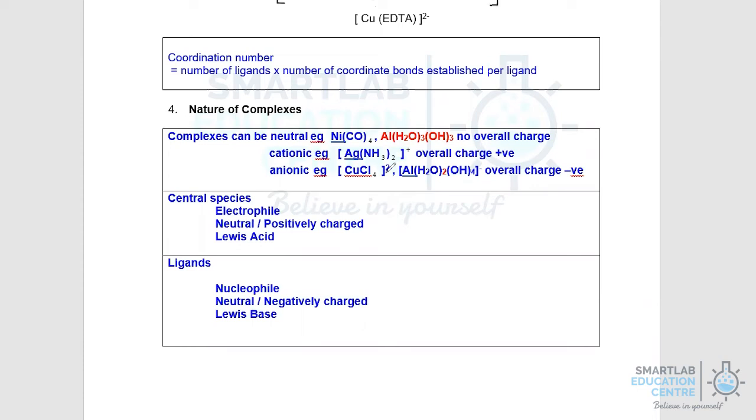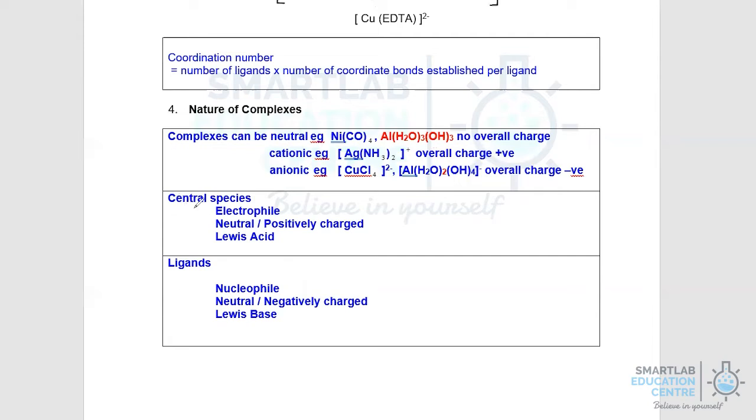Solubility of complex ions depends on their charge. If a complex ion is neutral, then it is insoluble in water. These are some of the examples, including aluminium hydroxide, which we know is not soluble in water and is a white precipitate. So cationic complex ions and anionic complex ions will be able to dissolve in water since they can form ion-dipole attraction forces with water molecules.